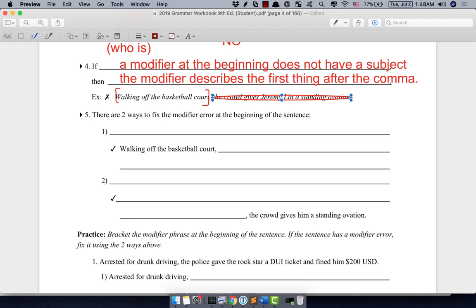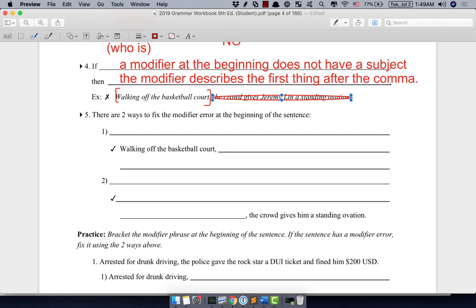If you just read this first part, walking off the basketball court, does that tell you who is walking off the basketball court? No, it doesn't. So that's what it means by it does not have a subject, because this part doesn't tell you who is walking off. So the condition here in the if satisfies, so what happens?